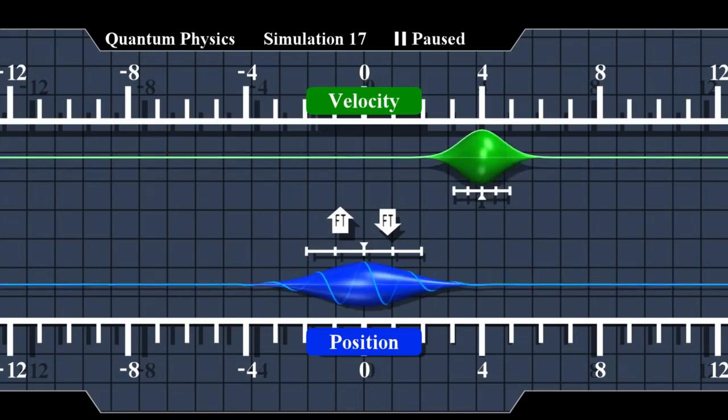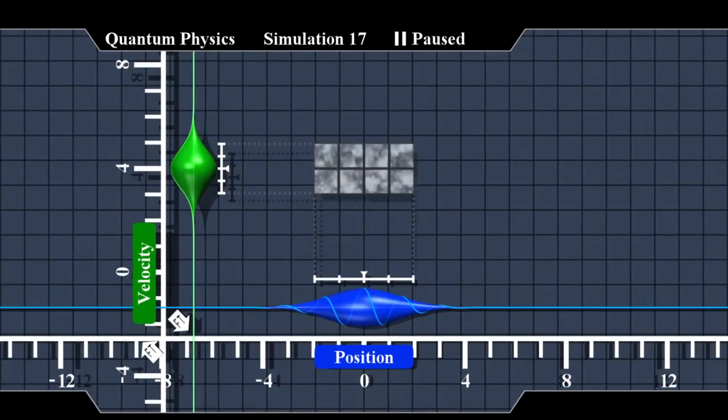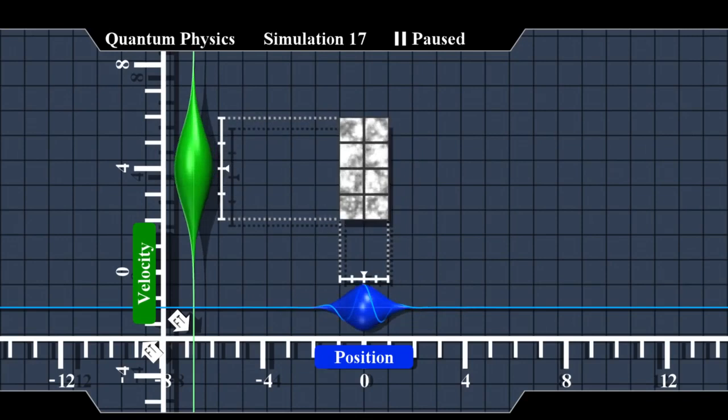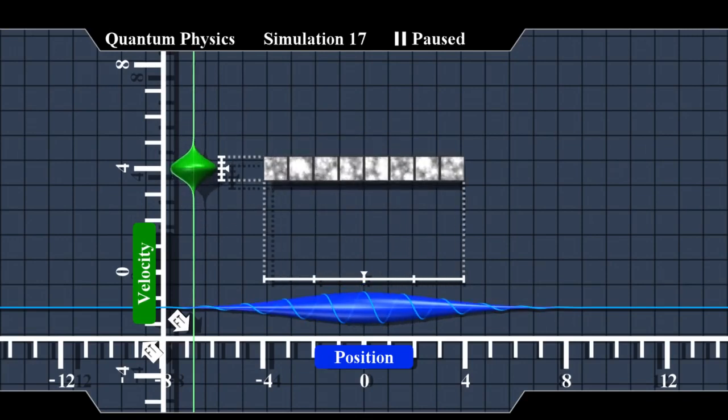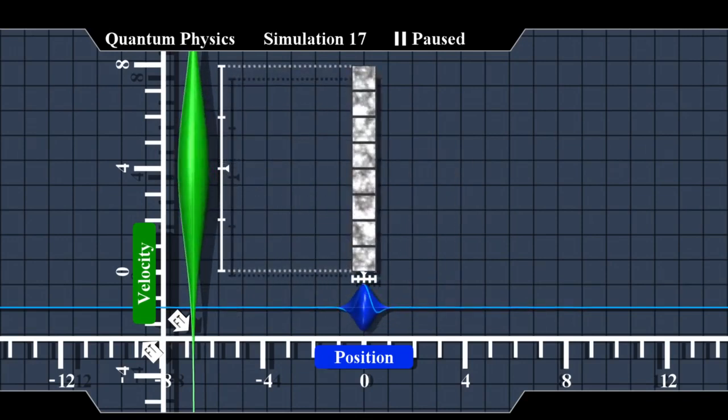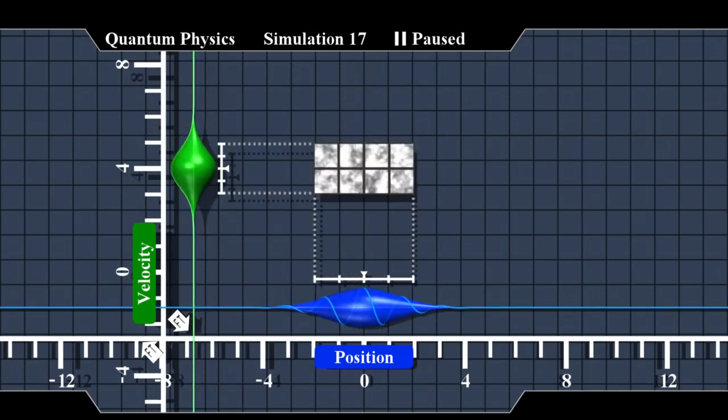We can formulate this rule more precisely. This rectangle represents the uncertainty we have about the particle. It can be proven mathematically that its area will always be at least 8 square units. The rule says the rectangle can't be any smaller, but it can be bigger. Running our simulation again, the position wave will start spreading.